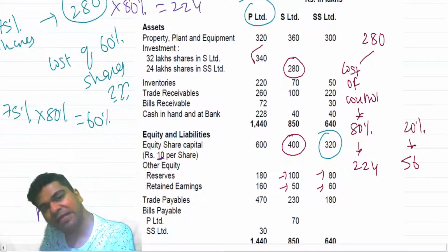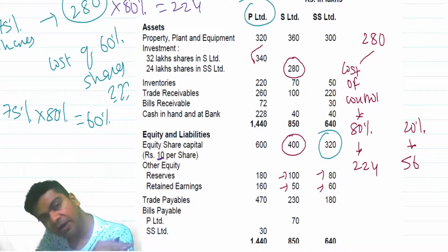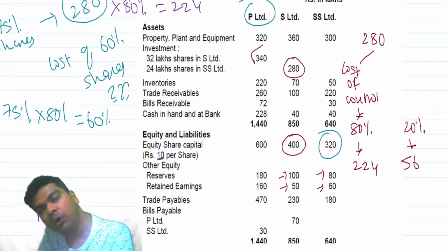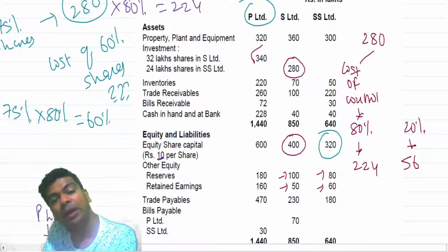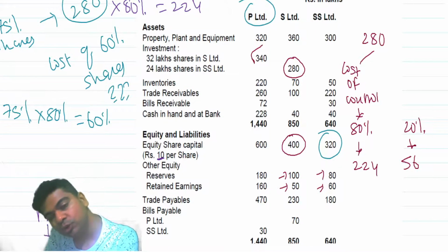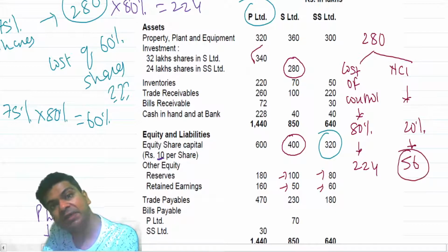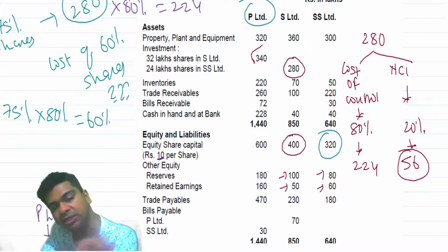In your balance sheet of S Limited, you are saying that the cost of buying the shares in SS is 280. I have already cancelled 80% of it. So 224 has been taken care of in the cost of control. But what about the remaining 20%? The remaining 20% is still lying in my book. So this remaining 20% also needs to be considered. This remaining 20% belongs to the non-controlling interest, which is nothing but 56. So this 56 should be adjusted with the share that the non-controlling shareholders are getting in S Limited.